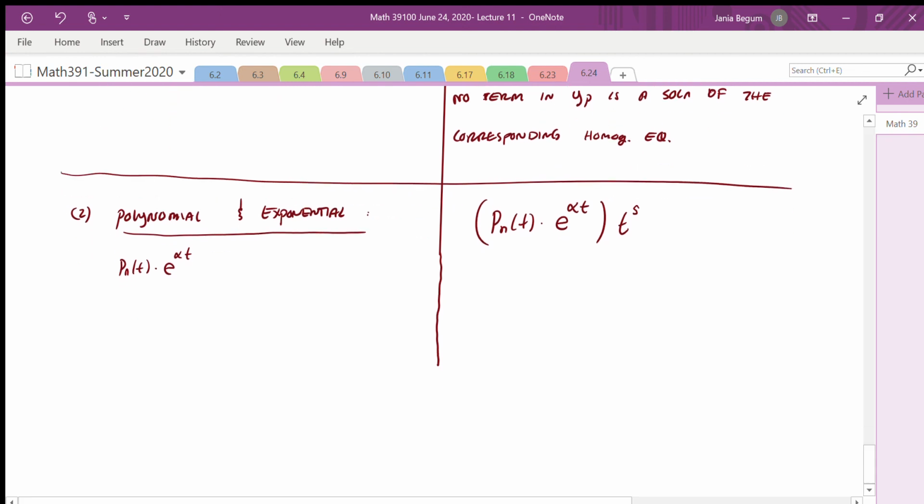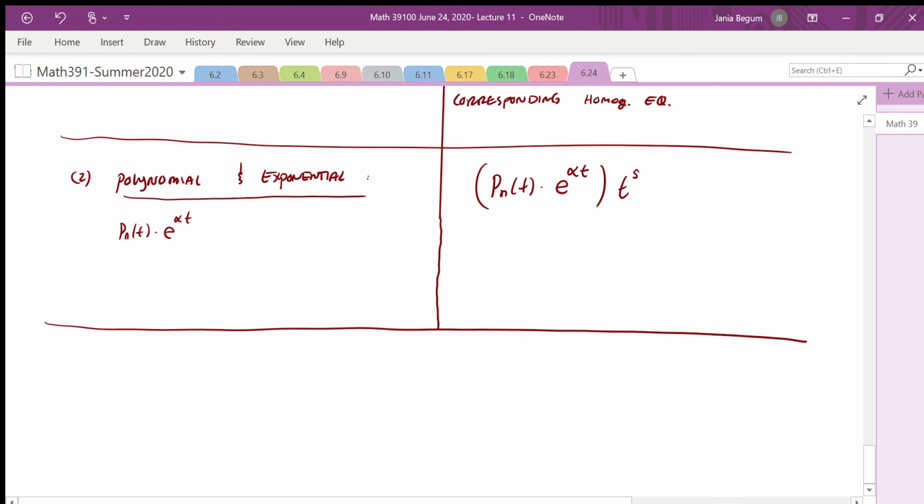And then the last case that we have, so sorry guys, these lines I'm drawing, they're not straight. I can't draw straight lines for some reason, so it's not straight at all.